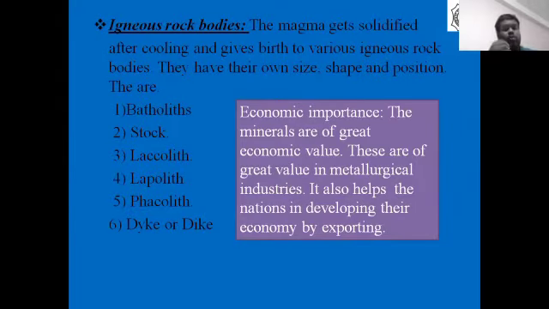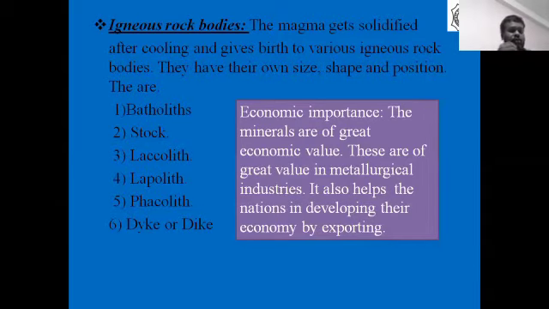Now igneous rock bodies. There are different types of bodies in igneous rock. When the magma gets solidified after cooling and gives birth to various igneous rock bodies, they have their own size, shape, and position. Now what are they? Number one is batholith, stock, laccolith, lapolith, phacolith, and dike, D-Y-K-E or D-I-K-E.